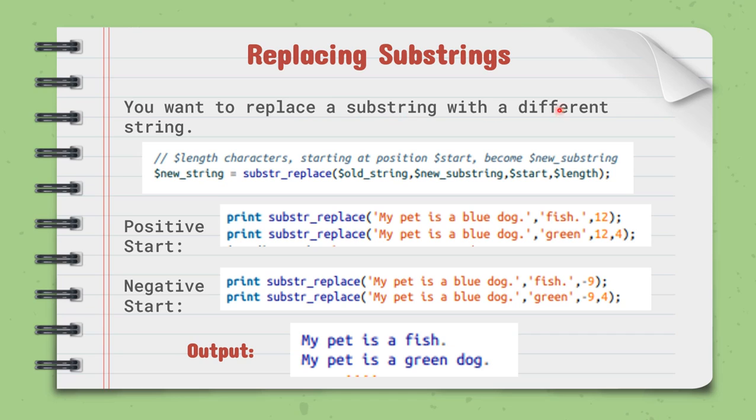Next we have replacing a substring. You want to replace a substring with a different substring. As you can see in the syntax, we have the old string, the new string, and the start and the length of it. We can also skip the length portion, as you can see in this example. There are two types here: we can start with positive and negative, as we know that a string has both negative and positive positions. The negative starts from -1 and the positive from 0.